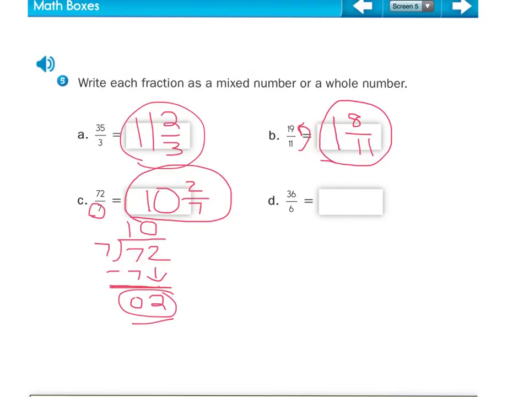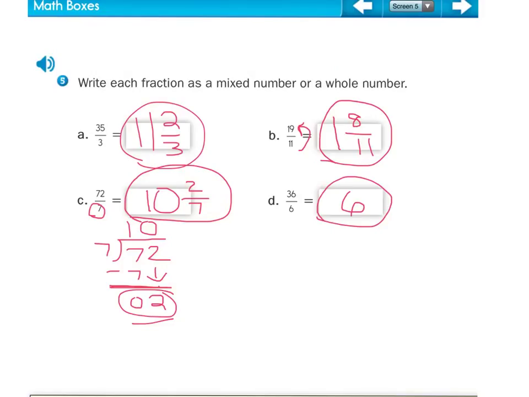For D, 36/6 is an improper fraction. How many times does 6 go into 36? Hopefully you know those facts and you know those doubles really fast. And if you know the doubles really fast, you can easily answer this question. 6 times 6 is 36, so 6 goes into 36 6 times. So your answer is a whole number for that because there isn't any remainder. Okay, so for D, your answer is just 6.